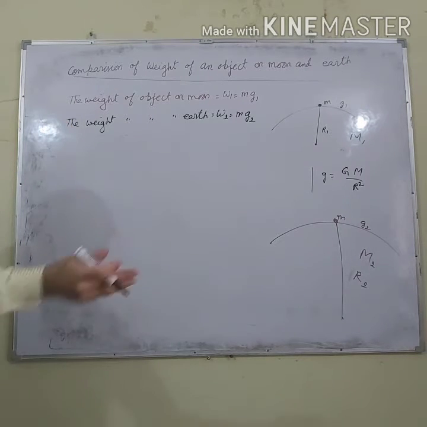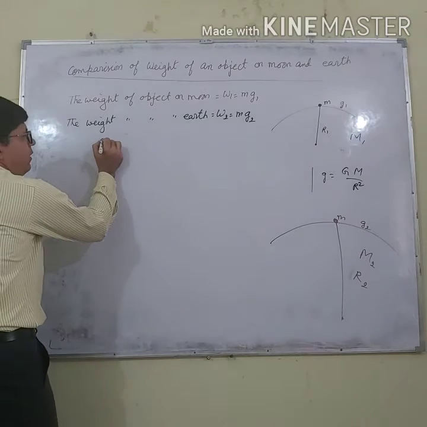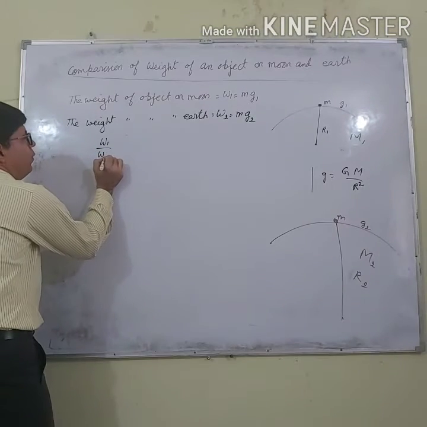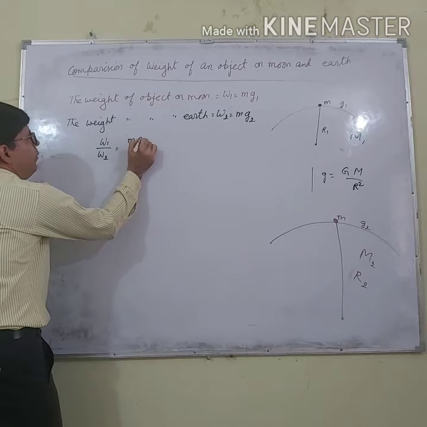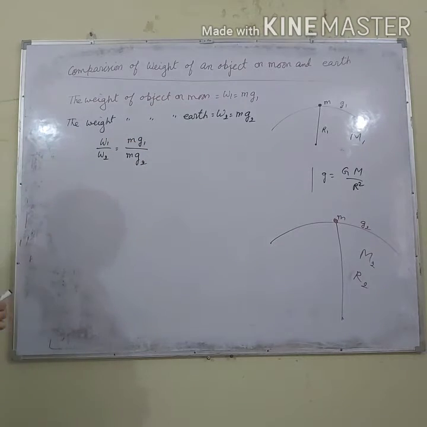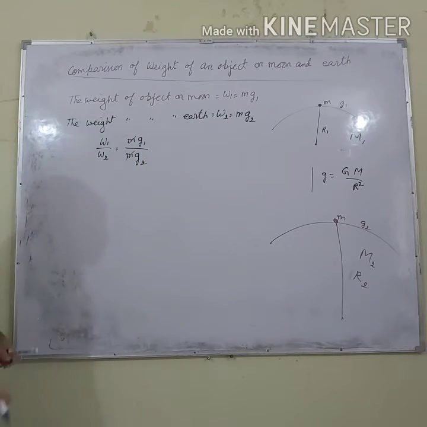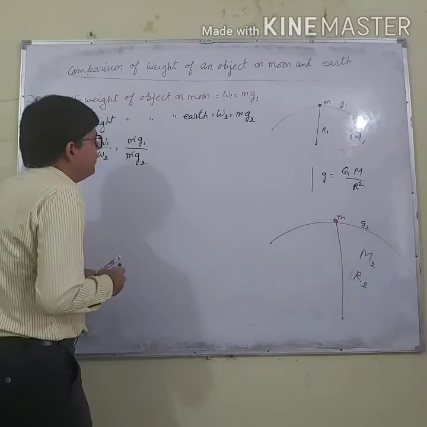Now I have to compare their weights. So what is the best way of comparing? The best way of comparing is to divide them. So on dividing, W1 over W2 is equal to mg1 divided by mg2. Now this m gets cancelled.